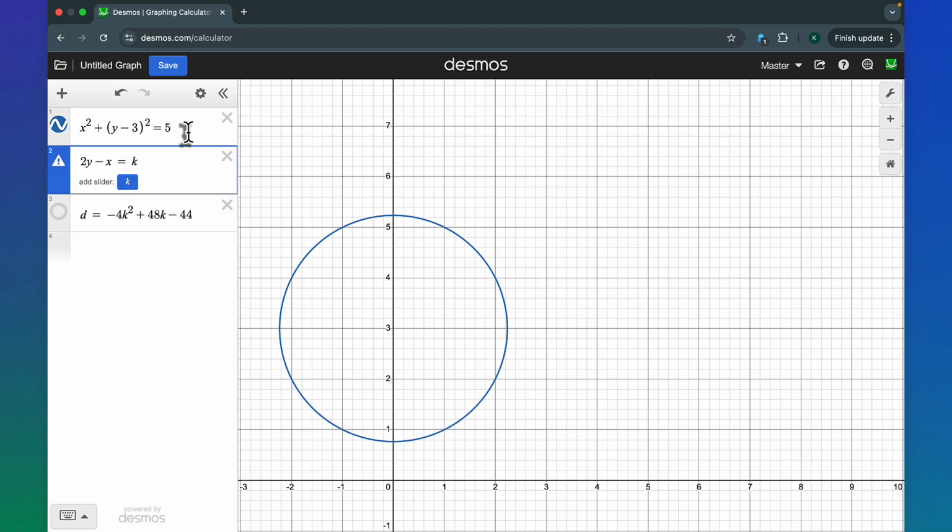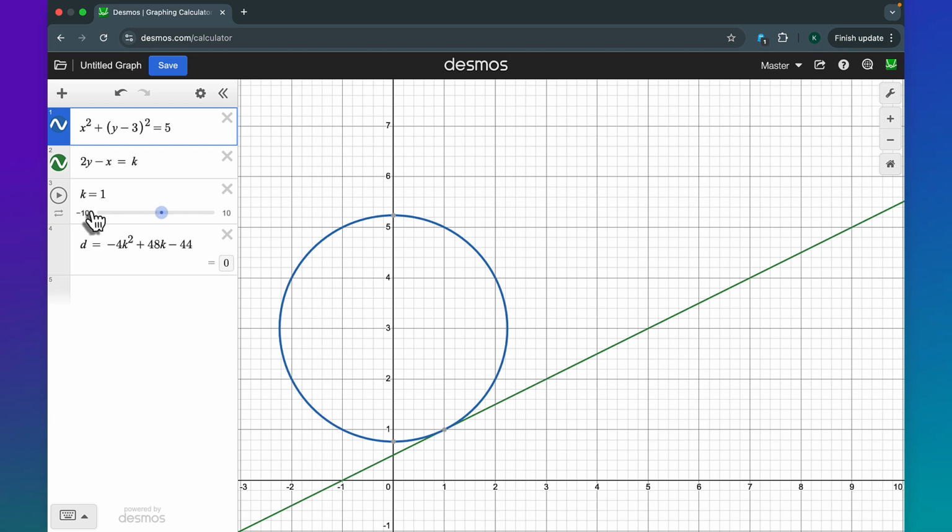Because in the question, I gave you this circle, and then I gave you this expression here, 2y minus x is equal to k, right? So what I'm going to do is add a slider for k. We're going to take it from 0 to 20, and make sure that we put a step of 1. These are things that you can put in just to play around with it.